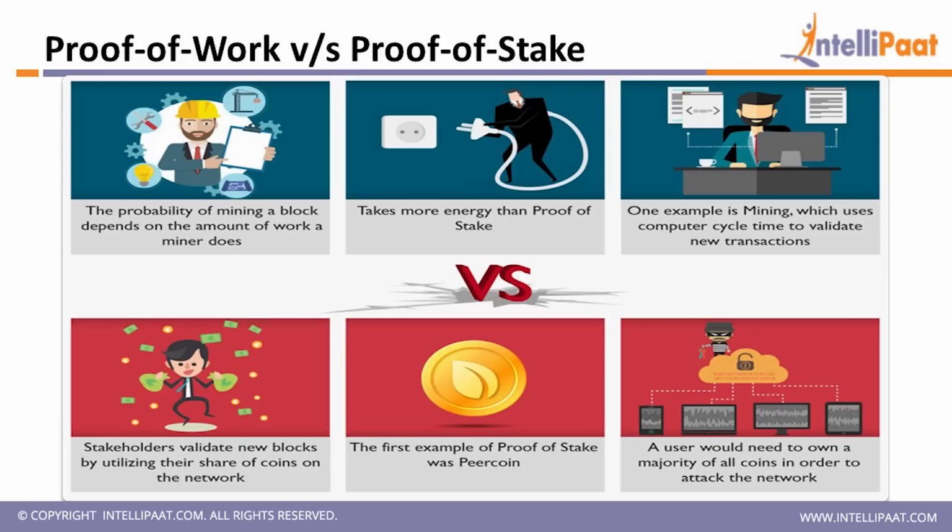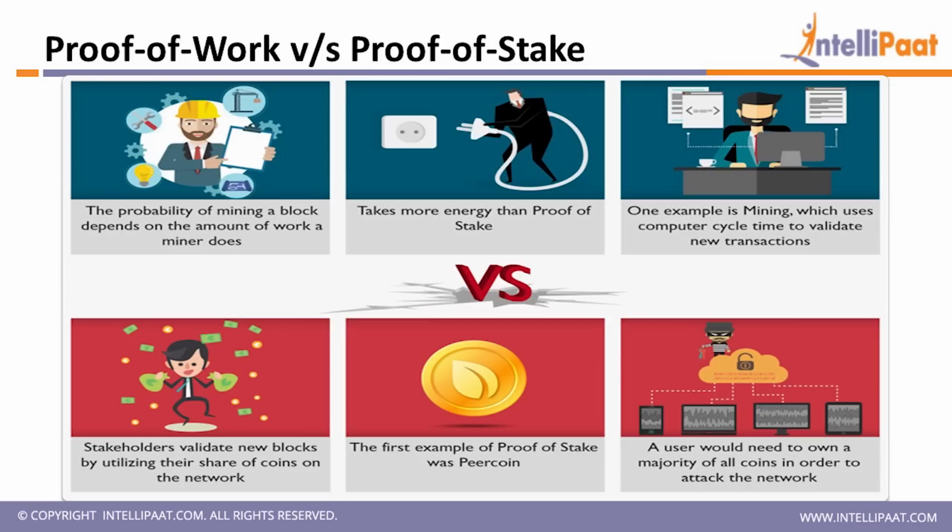That we already saw. So stakeholders in proof of stake validate new blocks by utilizing their share of coins on the network. The validator nodes actually work on the share of the coins they have in the network, and that is called stake in the proof of stake consensus mechanism. The first example of proof of stake was Peercoin. A user would need to own a majority of all coins in order to attack the network.